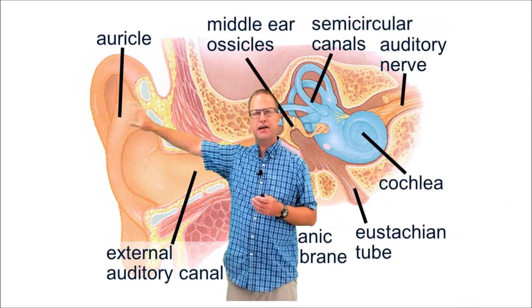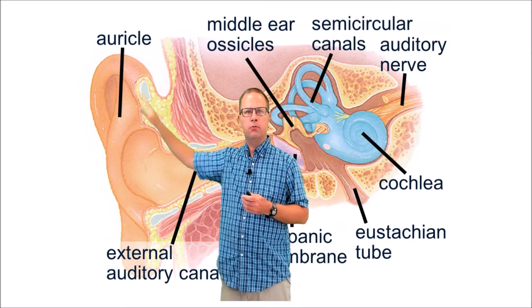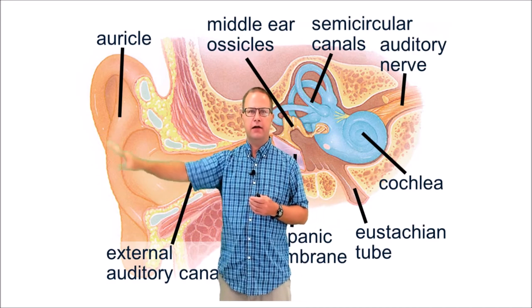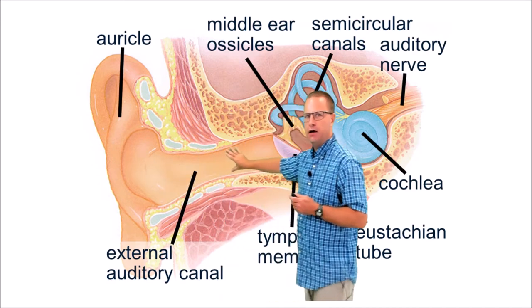Okay, so on the left-hand side here, we have something called the auricle. The auricle is just a funny name that means earlobe. Now, what do you think the purpose of the auricle is? Well, if you look at it, it's kind of like a funnel, and the auricle's job is to funnel sound waves into the external auditory canal, which is right here.